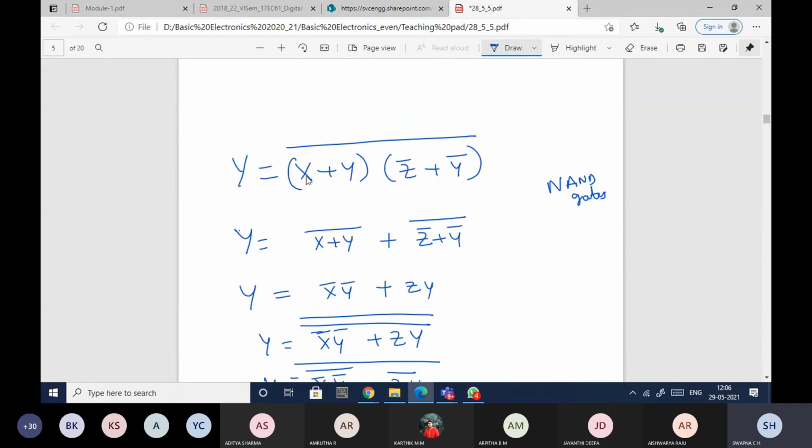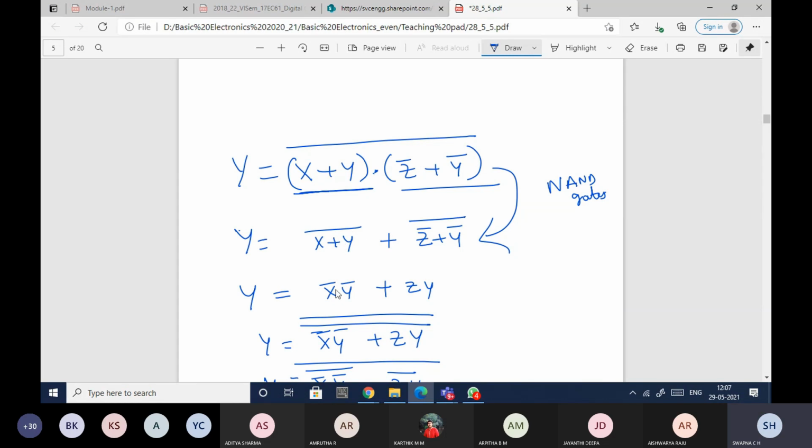So Y is equal to (X plus Y) into (Z bar plus Y bar) whole bar. Here I can directly expand. It's in the form of this into this whole bar, so that can be represented as this bar plus this bar. Are you understanding why I have taken this complement and this complement and in between plus? Is this expansion clear to all of you? Yes, ma'am.